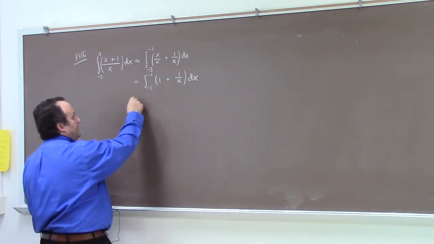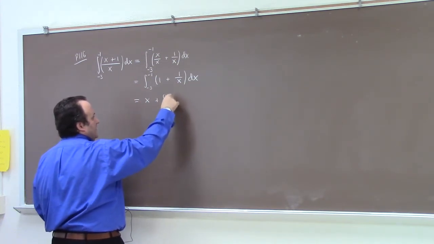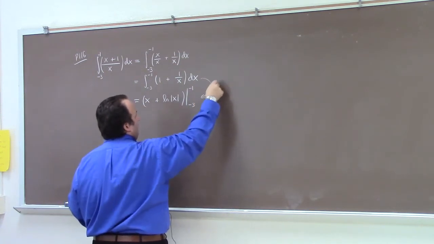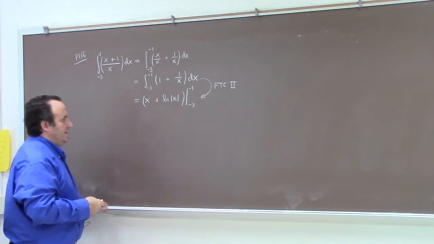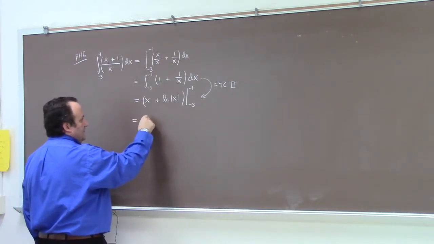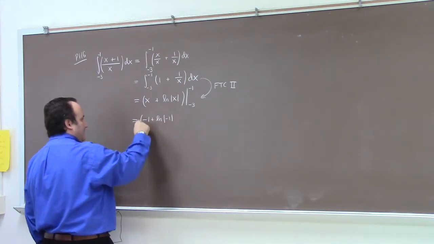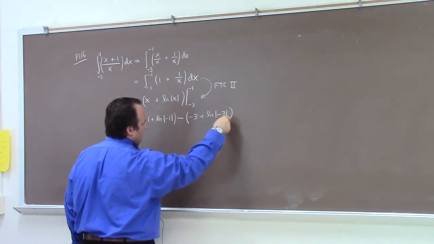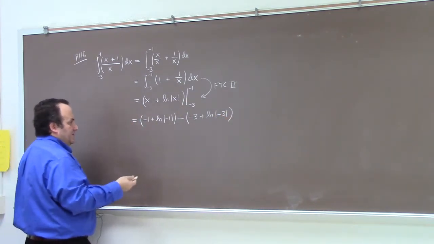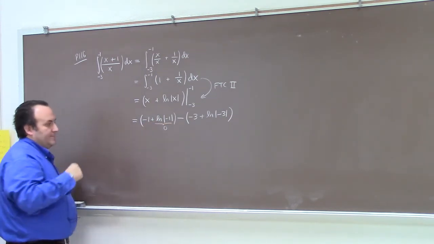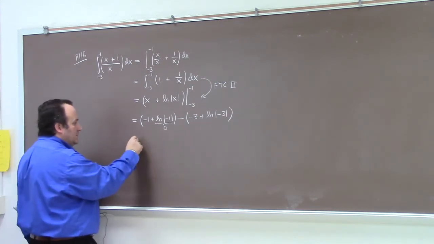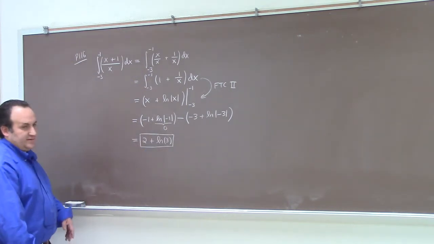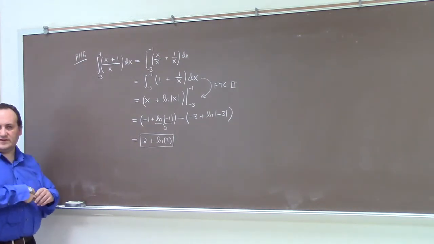And then I integrate. So that's x plus the natural log of the absolute value of x. And then FTC2 says evaluate that from minus 3 to minus 1, right? And so I've got minus 1 plus the natural log of the absolute value of minus 1, minus parentheses minus 3 plus the natural log of the absolute value of minus 3. Now, the natural log of 1 is 0, so this piece just works out to 0. And we get 3 minus 1, which is 2. So we get 2 plus the natural log of 3 as our answer here, because the absolute value of minus 3 is just 3 again, right? So this one's not too bad, is it?